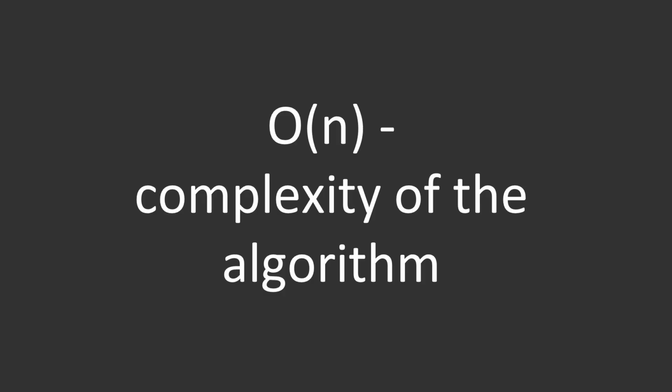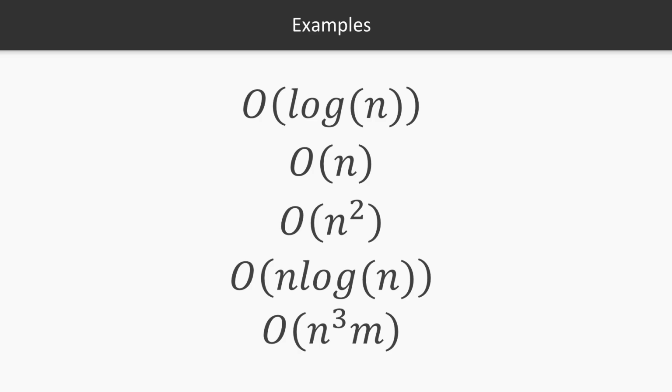So let's start with big O notation. So big O notation, what does it mean? In the end, it's basically just a measure of complexity of the algorithm. So let's take a look at these simple functions. All of them can show the complexity of the algorithm.